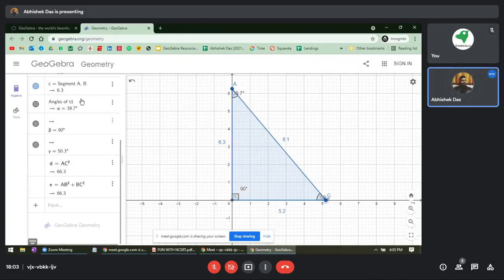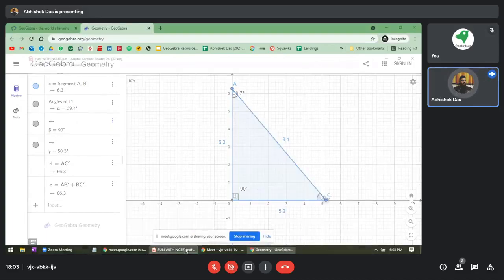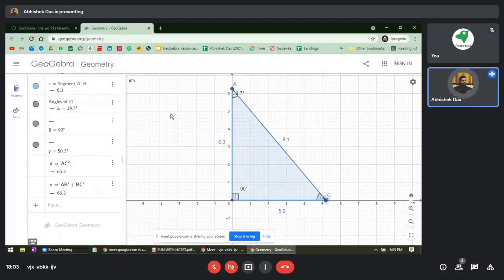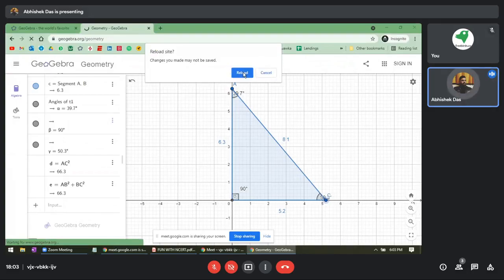Pretty cool. Now, let's look at another theorem. Okay, now let's look at parallel lines. We have talked about polygons and triangles and much more. Let's look at some parallel lines. Let me again erase all of this stuff up.